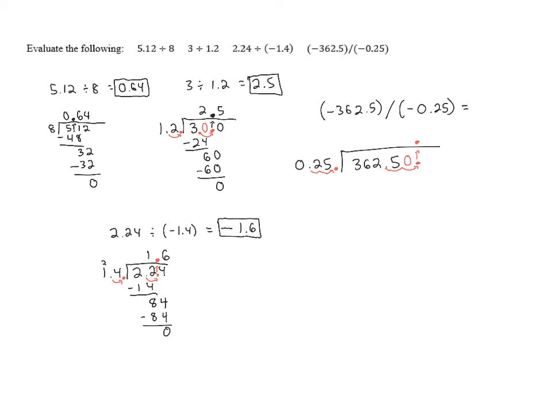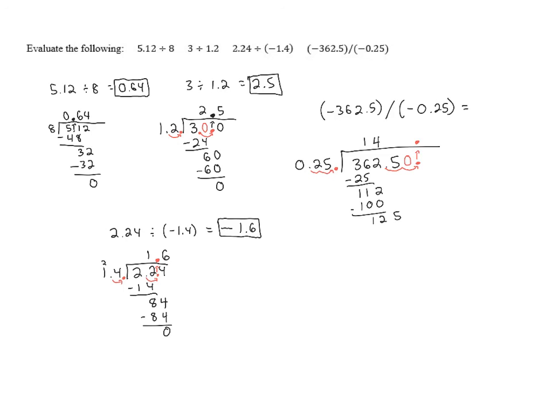Now let's go through and perform the division. This one's going to be several steps. 25 goes into 36 one time. When we subtract, it gives us 11. We bring down the 2. 25 goes into 112 4 times. 4 times 25 is 100. Leaves us with 12. We bring down the 5.